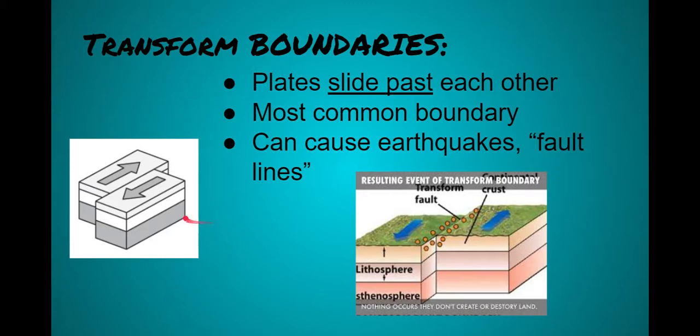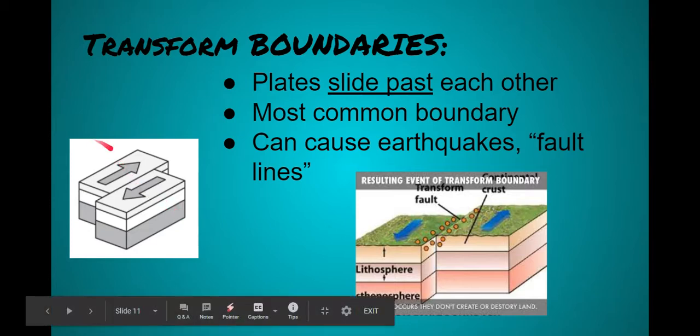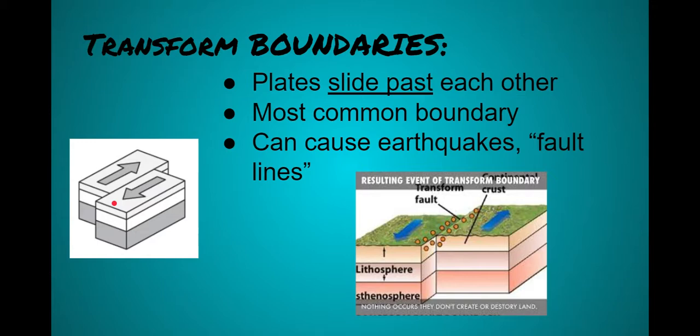Transform boundaries are where plates are just kind of sliding past each other. They're not pushing into each other, they're not spreading apart. One's going one way, one's going the other, and they just rub against each other. This is the most common boundary. There are thousands, if not millions, of tiny transform boundaries all over the earth. They tend to cause a lot of earthquakes. And if the transform boundary is big enough, sometimes we'll call it a fault line.